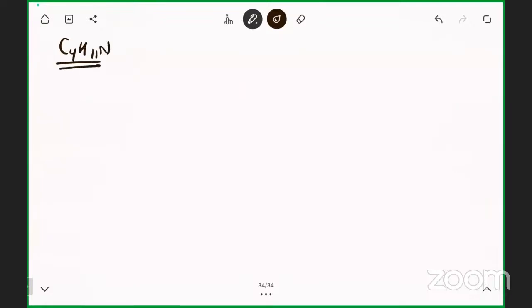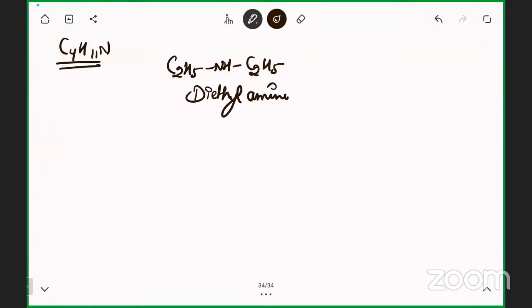Okay, so we can take more examples, like C4H11N, that is C2H5NHC2H5. This is called diethyl amine. And we can take another example, C3H7NHCH3. The number of carbons on either side is different. Name: methyl propyl amine.